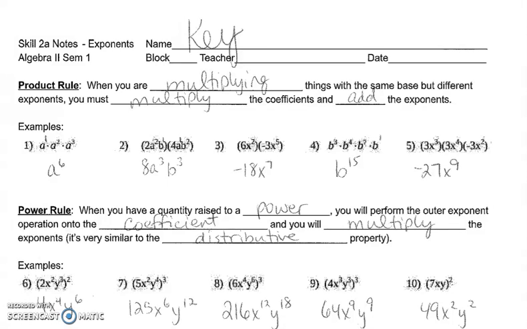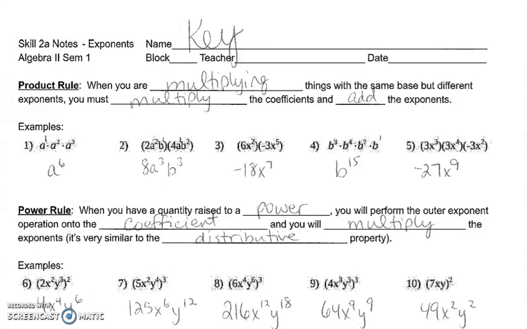Okay, number 7, 5 to the 3rd power, x to the 2nd raised to the 3rd power, and y to the 4th raised to the 3rd power. So 5 to the 3rd power, again, 5 times 5 times 5, 125. You're going to multiply the exponents. 2 times 3 is 6. Multiply the exponents. 4 times 3 is 12.